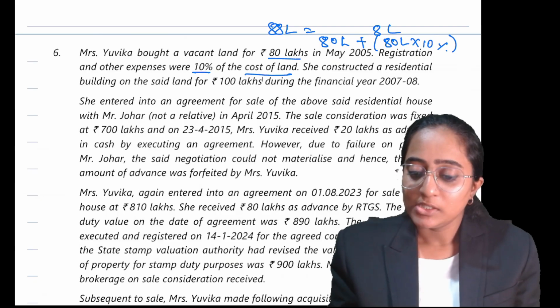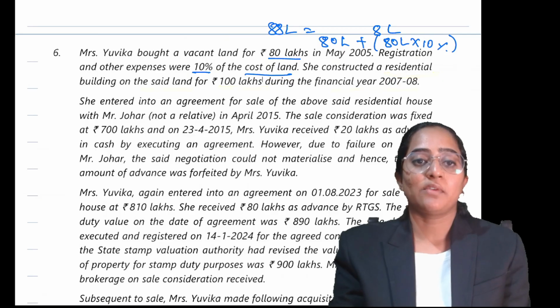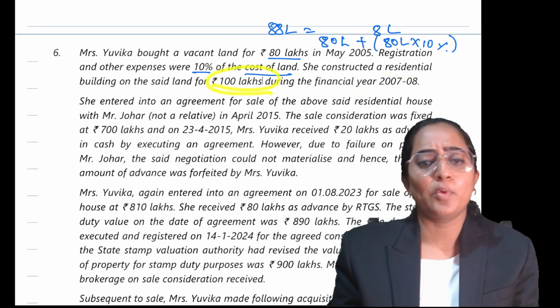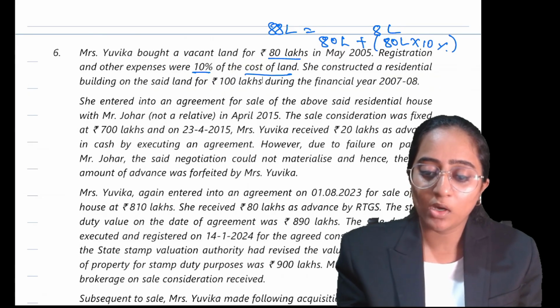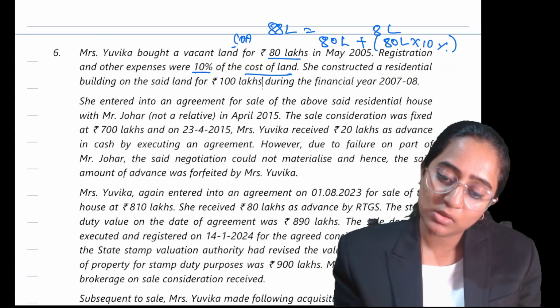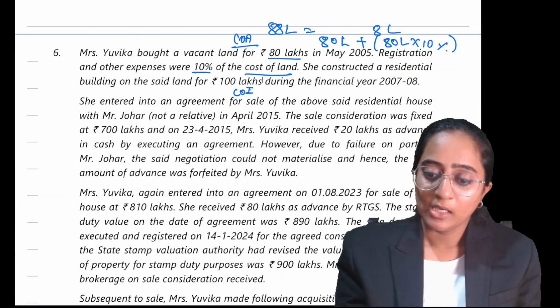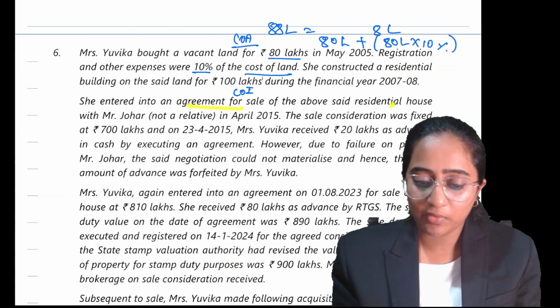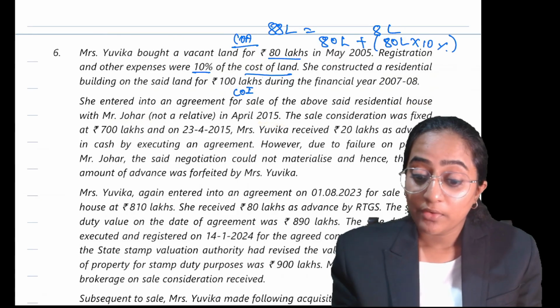Okay, great. She constructed a residential house on the said land for 100 lakh during the financial year 7-8. This is the cost of improvement. Index to cost of improvement you are going to get. No problem for life. This becomes your cost of acquisition. Indexation will take later. This becomes your cost of improvement. Simple. She entered into an agreement for sale of the above residential house to Mr. Johar in 2015-16, PY 15-16.